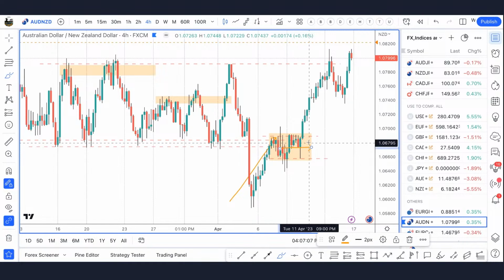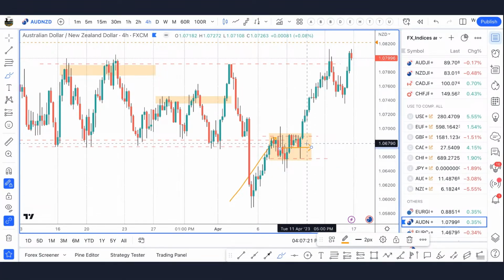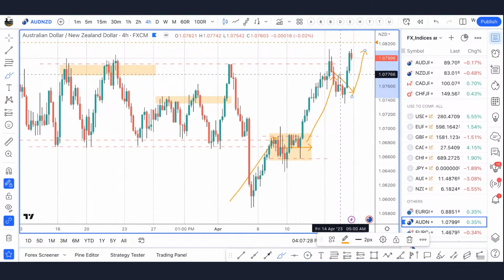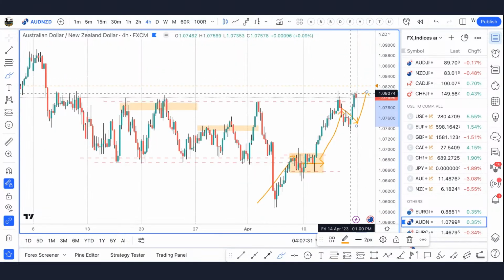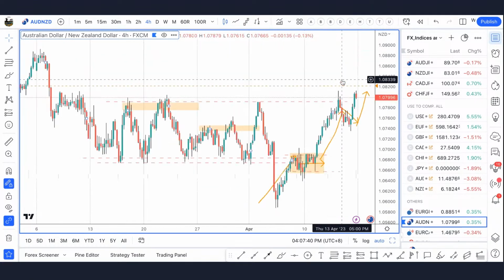So in this case, this consolidation becomes a wave two. It can be an ABC move of a correction, but it can also be, if it pushes up and then consolidates, then there's another strong push, which can be a third wave, and this can be a fourth wave, and now the fifth wave.